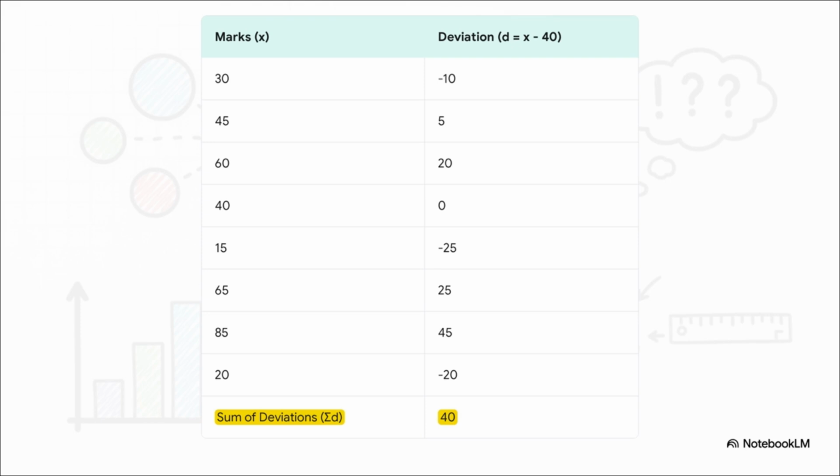Now for the magic. We take our original guess, 40, and we add the average of those deviations. So that's 40 plus our sum of 40 divided by 8 students, which gives us 40 plus 5, and what do you know? It's 45. The exact same answer we got before, but with way easier math.